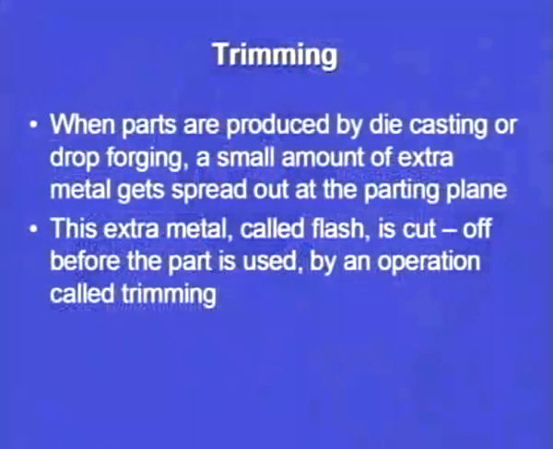That subsequent operation for removing this flash of metal, or these fins of metal, is called the trimming operation. This extra metal is called flash, as I have already told. So, this flash is cut off before the part is used, by an operation called trimming. Why is that required? Because in some cases, the surface finish of the final product is very, very important. So, in order to get a desired surface finish, we have to trim off this extra flash or fin that has developed as a result of die casting or drop forging.